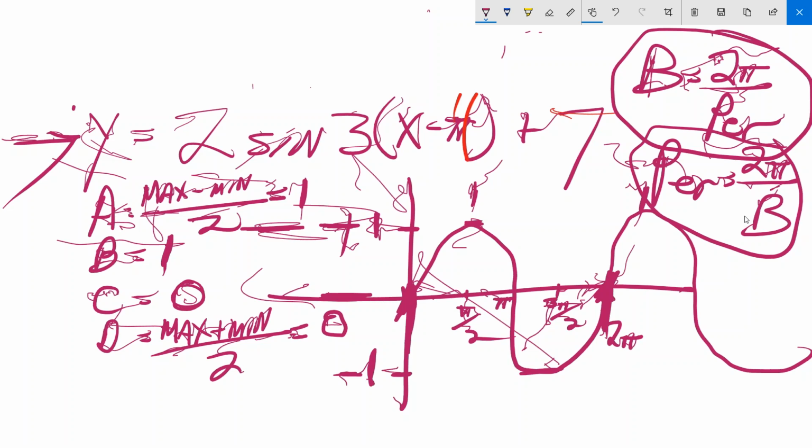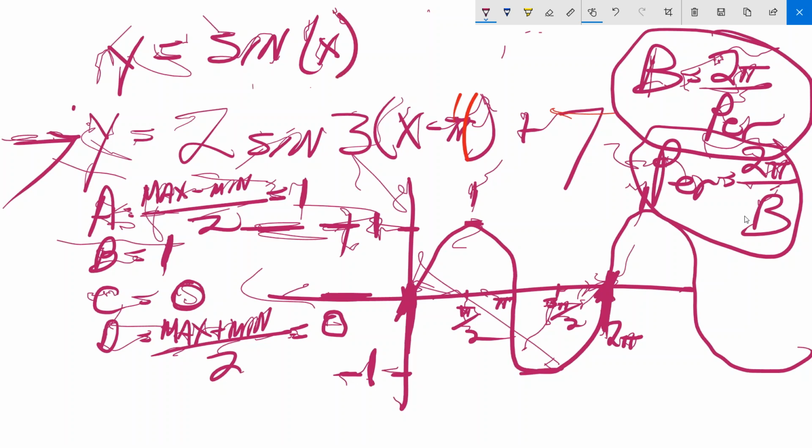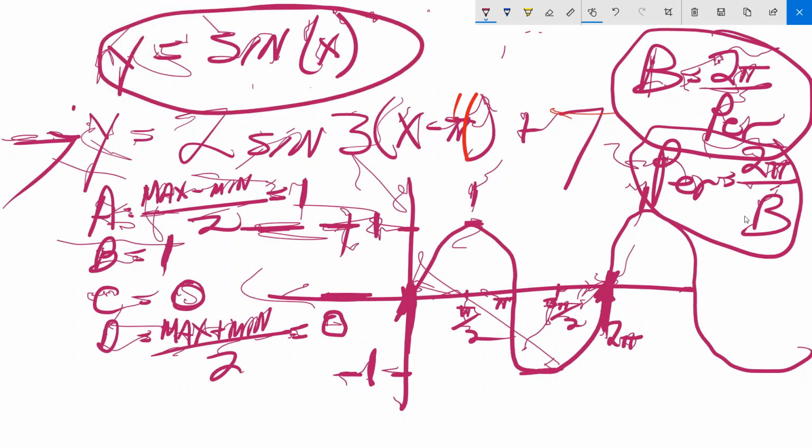So now we can write the equation of this thing. What's the equation? Y equals, well, A is 1. So it's sine, what's B equal to? 1. X, what's C equal to? 0. What's D equal to? 0. There's our equation of that curve.